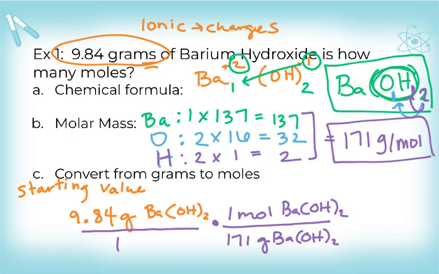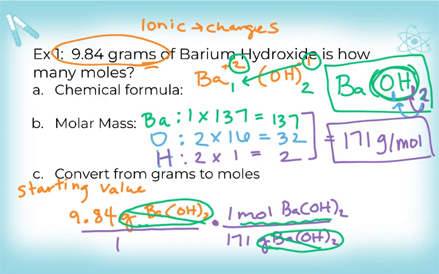And we can check our work by looking at our units. Grams of barium hydroxide are on the top and on the bottom, meaning that they are going to cancel each other out. So we're going to be left with those units of moles, which is what we want. And now we're able to go and do the math.